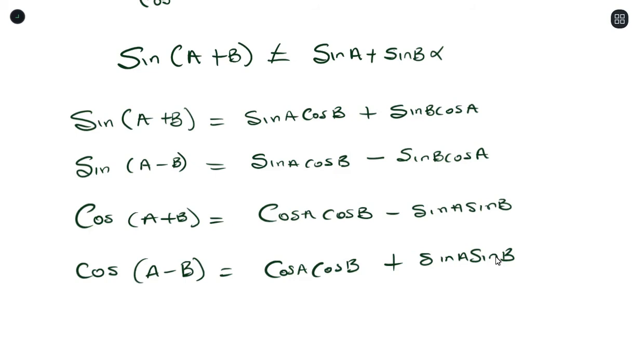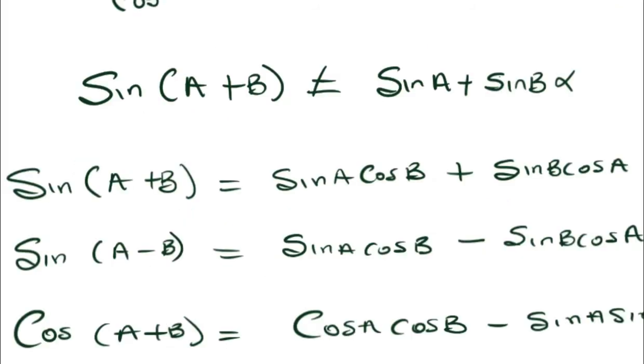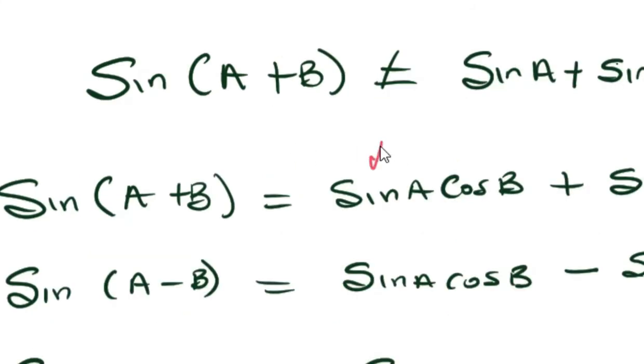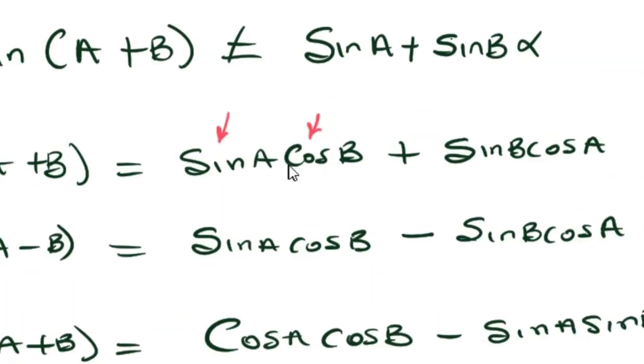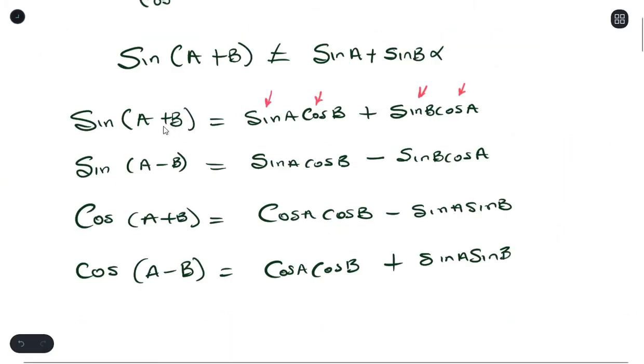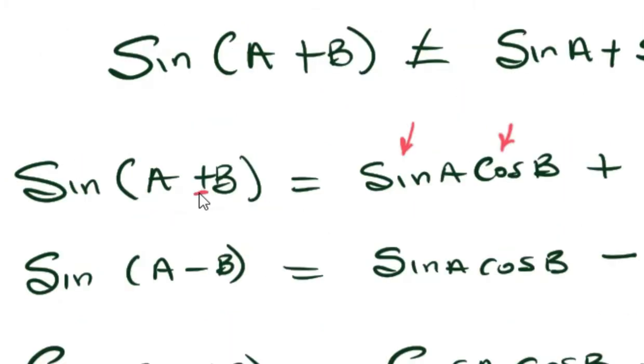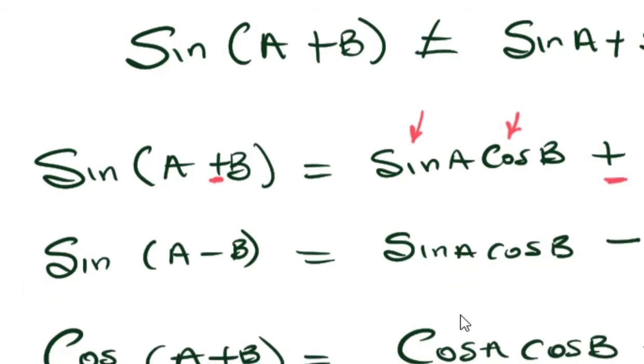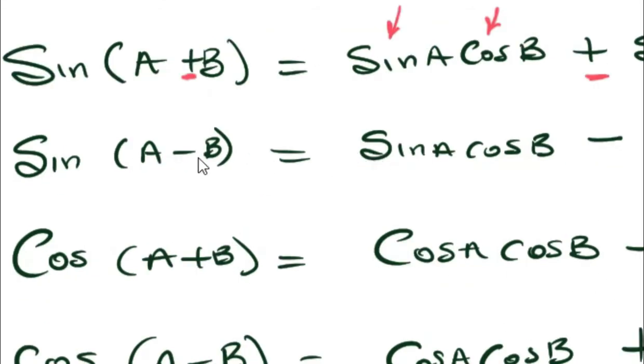The compound identities involving sine normally have alternating sine and cos. As you can see here, we have sine A cos B, and over here we have sine B cos A. Another thing to remember is that whenever you have sine, if there is a positive here, you should have a positive in the identity. If you have a negative here, you should also have a negative over there.